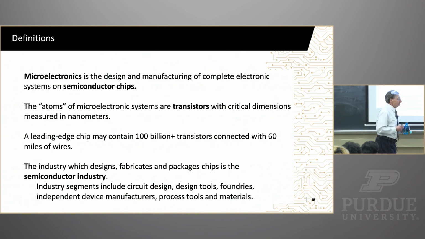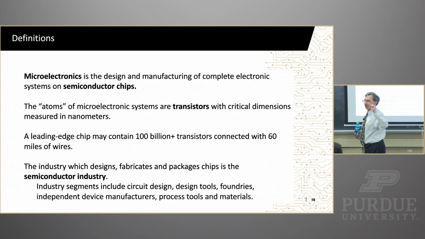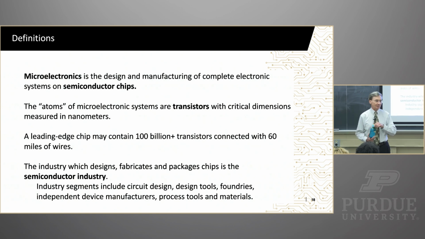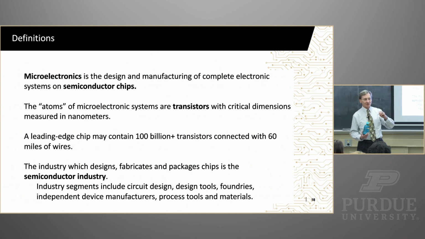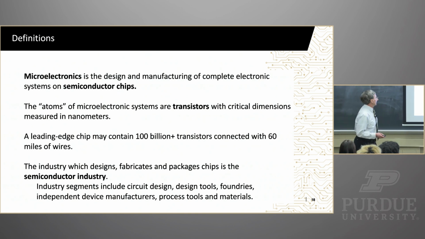Microelectronics is the design and manufacture of complete electronic systems based on semiconductor chips. So we somehow are going to use those semiconductor materials we talked about to actually make chips. And there's a lot of steps in between those two, but that's the idea. The basic building blocks, the atoms, so to speak, of electronic systems are usually transistors. Transistors are basically switches. They can be on or off electrically, just like this thing over here, right?